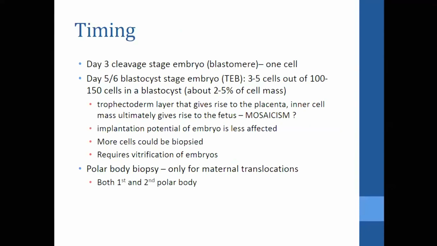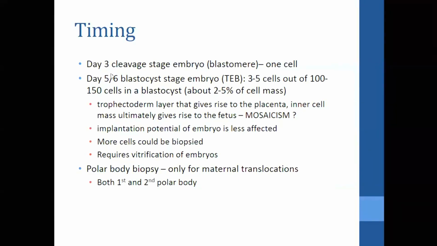When to do the pre-implantation genetic testing? It can be done at day 3 when the embryo is at the blastomere stage. At the blastomere stage, the number of cells is very small, so we have to remove only a single cell of the embryo. When we are doing biopsy at day 5 or 6, the embryo is at the blastocyst stage. There are around 100 to 150 cells, out of which 3 to 5 cells are removed.